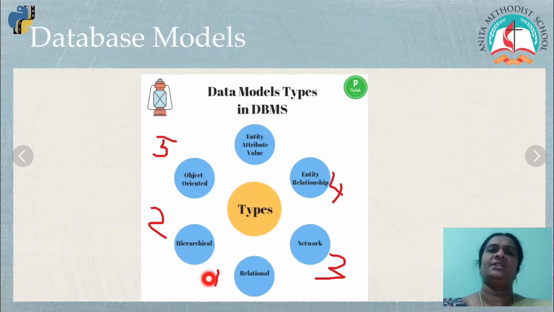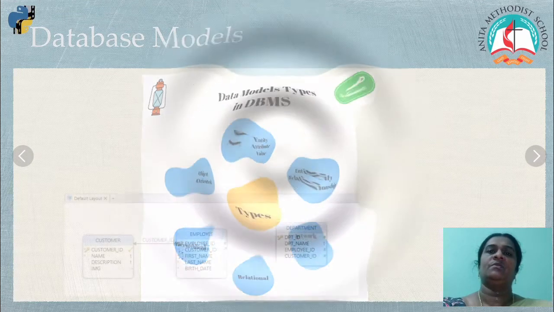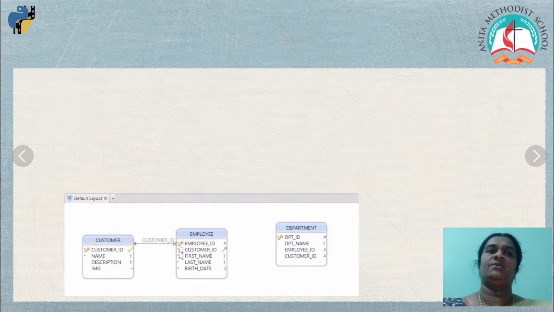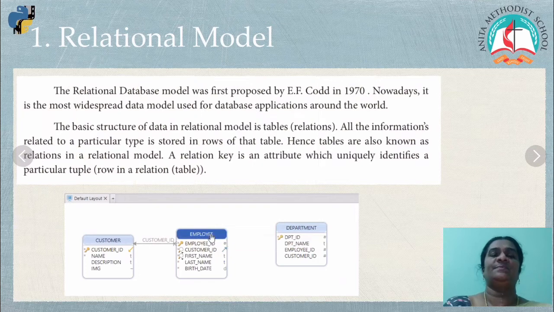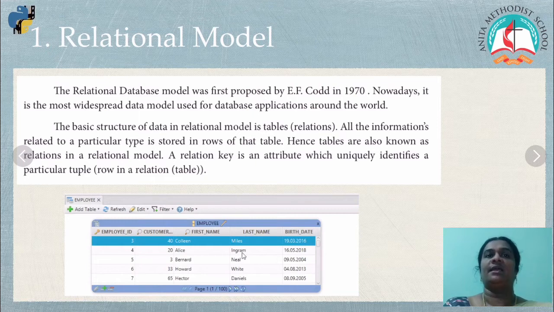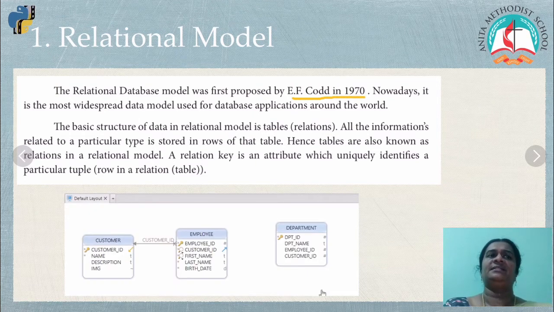So what is a relation? Can anyone guess what is called a relation? Already I told you it works in the form of tables. The data is stored in tables. See, the relational database model was proposed by who? Yes, E.F. Codd in 1970. Nowadays it's the most widespread data model used for data applications around the world. So now we are using it around the world.